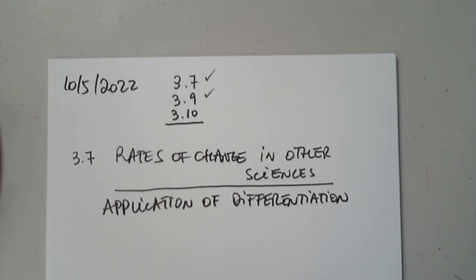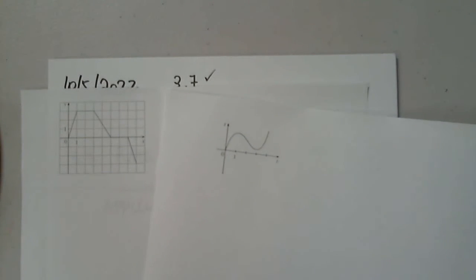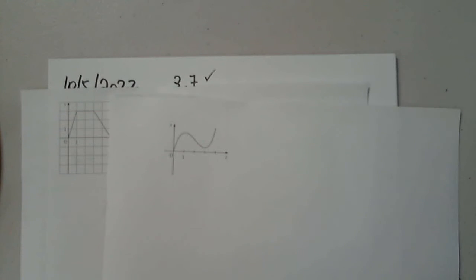And I'm ready this time. I printed out 2 graphs to discuss in 3.7. I don't have anything new. We just need to practice. So I printed out, which graphs I printed out? I printed out this graph, and I'm going to stop sharing in a moment.